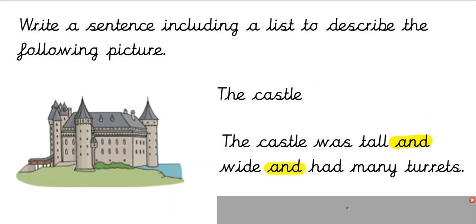Now remember, when we get to the end of our sentence, we need to use the word "and." But before that, we cannot use the word "and," we can replace it with a comma. So, the castle was tall and wide and had many turrets. So this "and" needs to stay there. This "and" I can change to a comma. Okay, so then that would become: the castle was tall, wide, and had many turrets. So it enables me to take a breath after "tall" and separates the two words "tall" and "wide" nicely.